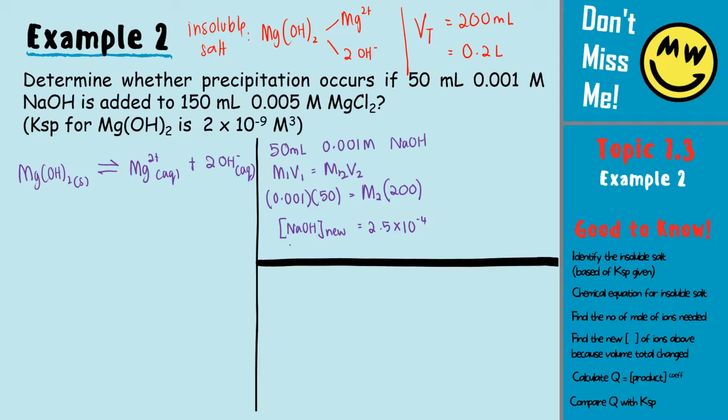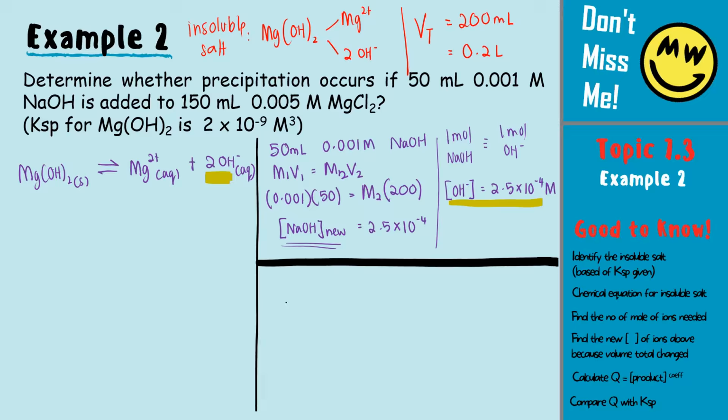Okay? But that is the concentration of NaOH. We are looking for the concentration of OH minus. So 1 mole of NaOH, which is quite obvious, forming 1 mole of OH minus. Since it's a 1-to-1 ratio, therefore, concentration of OH minus is the same, which is 2.5 times 10 to the power of negative 4 molar. Okay? So, right now, you're having your OH minus concentration already. You're done with the OH minus.